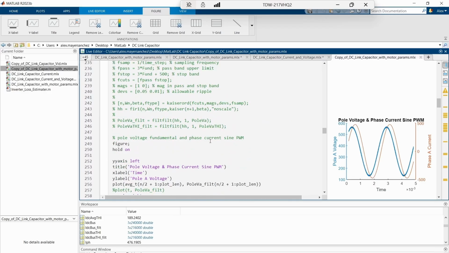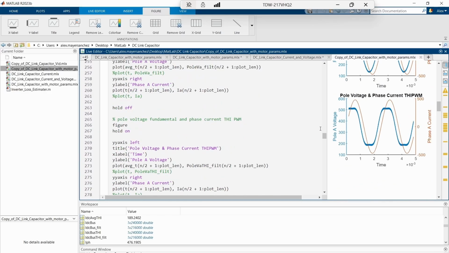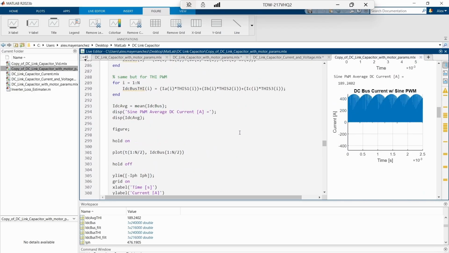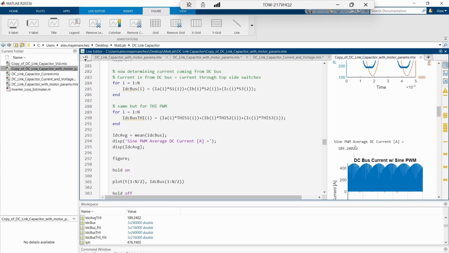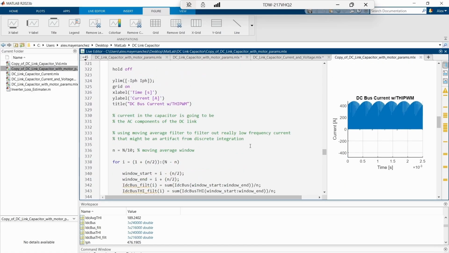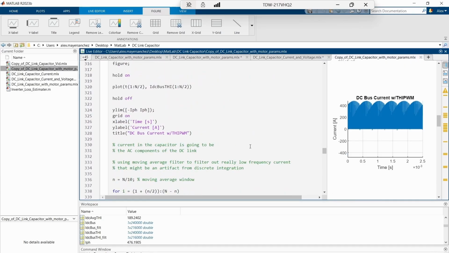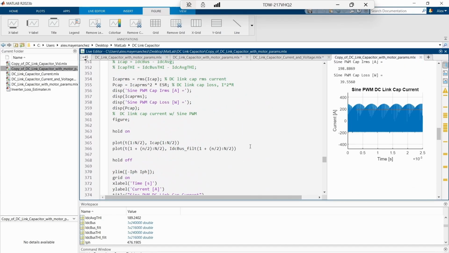Like we said in previous videos, we see sine PWM, third harmonic injection PWM. We see a phase shift because of the power factor. Then we have this DC link voltage. You can see it's slightly going negative sometimes because the power factor isn't 1. So then we have an average DC current of 189 amps. And then we're subtracting out that average current to get the capacitor current.